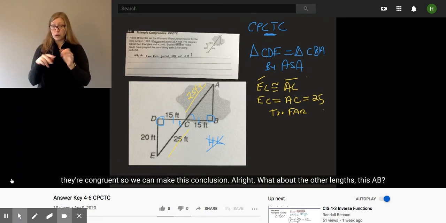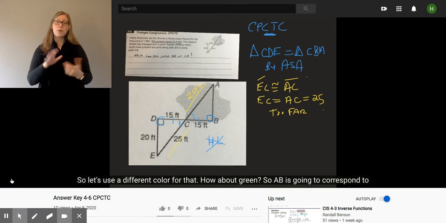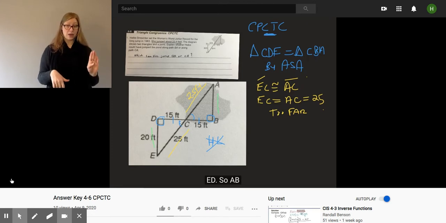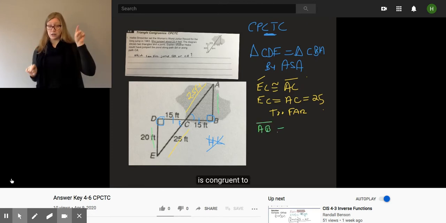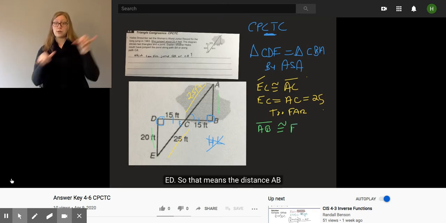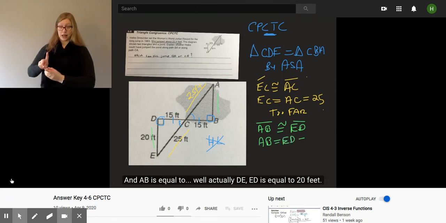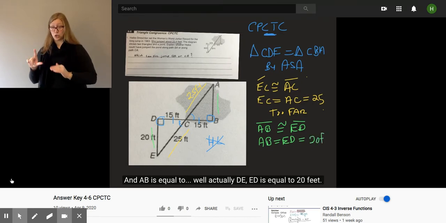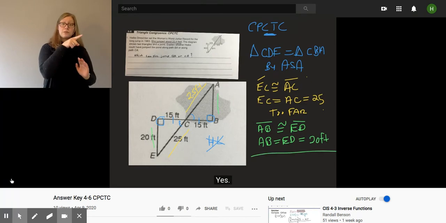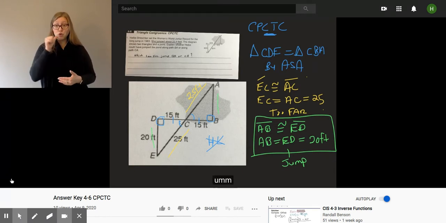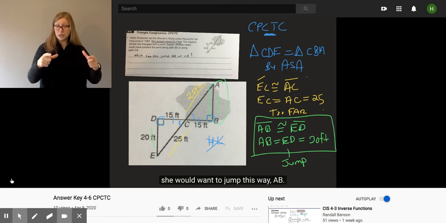All right, what about the other length, this AB? Let's use a different color for that. How about green? So AB is going to correspond to ED. So AB is congruent to ED. That means the distance AB equals ED, and ED is equal to 20 feet. So yes, she can jump this. If for some reason this Heike had to jump over this pond, she would want to jump this way, AB.